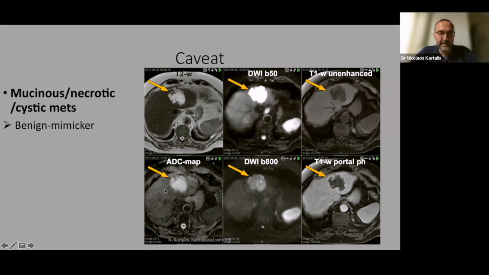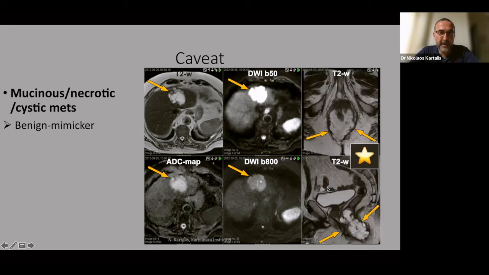So benign lesions may have impeded diffusion and malignant lesions may have free diffusion. But as said, diffusion is a sign of cellularity. It's not necessarily a sign of malignancy. And of course we have to remember the enhancement pattern is completely different from hemangioma. And we have the primary, which is a mucinous colorectal cancer.